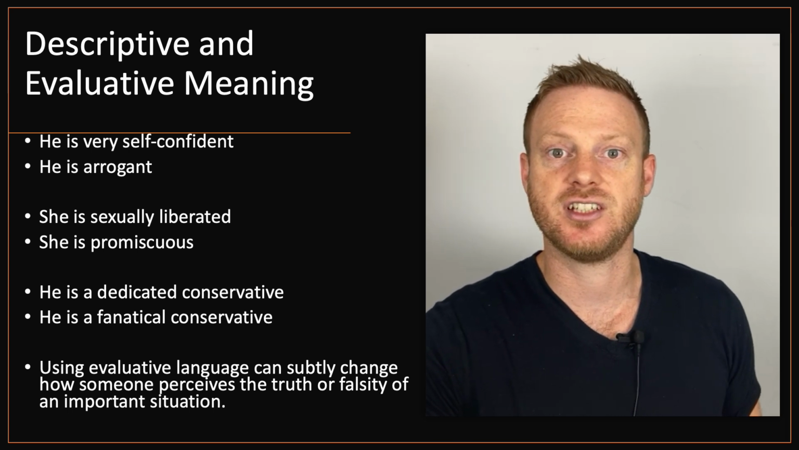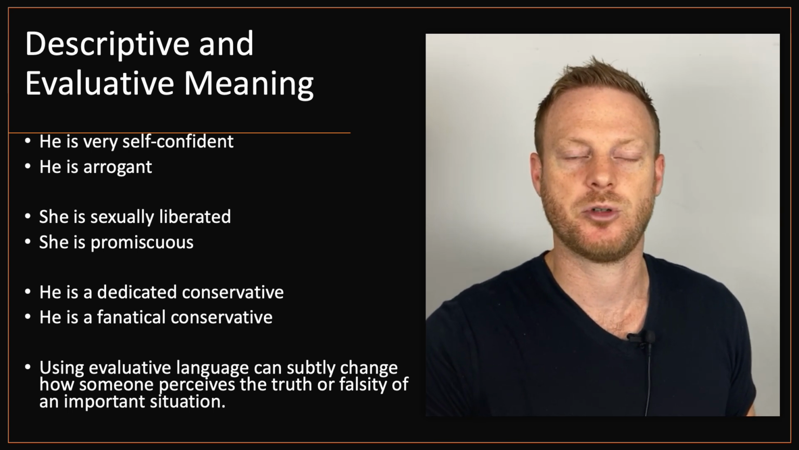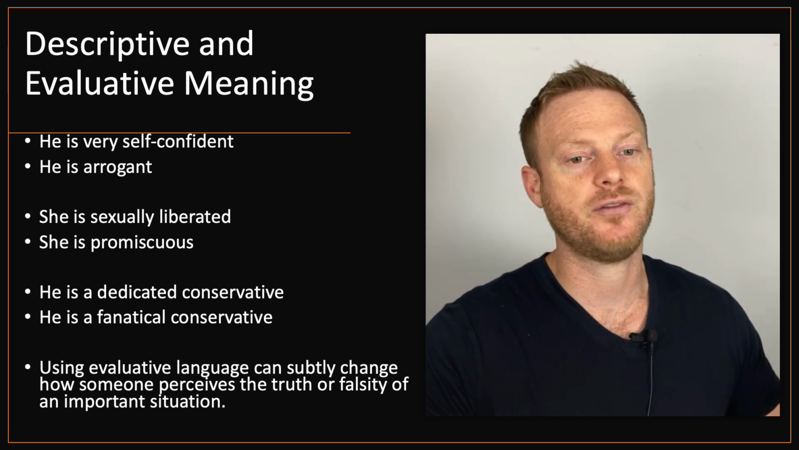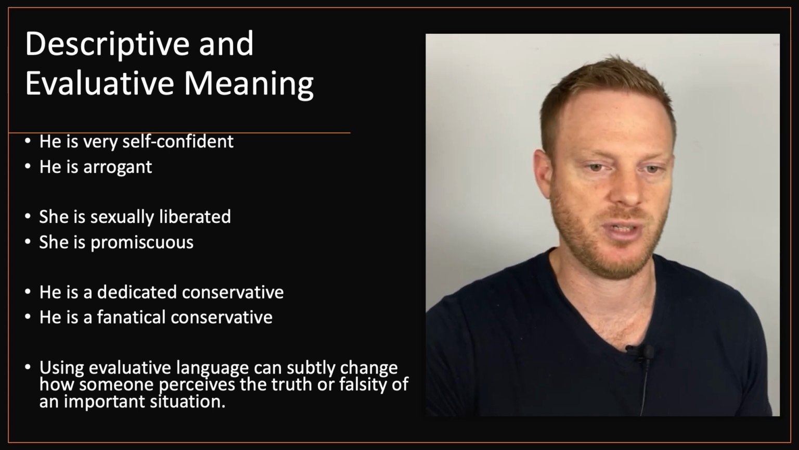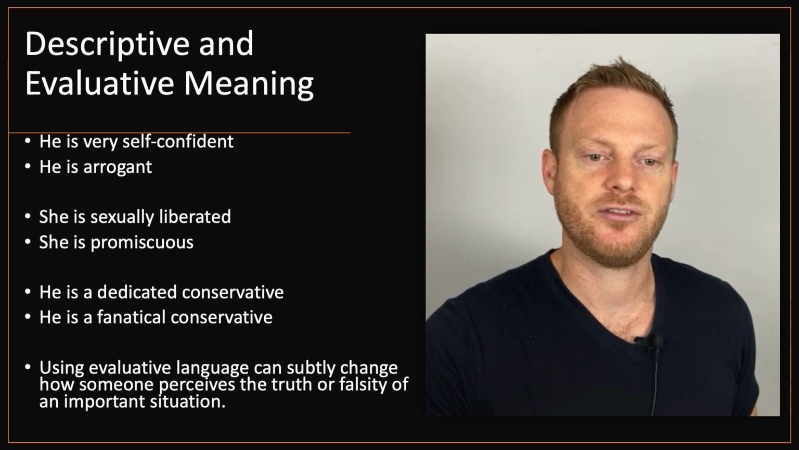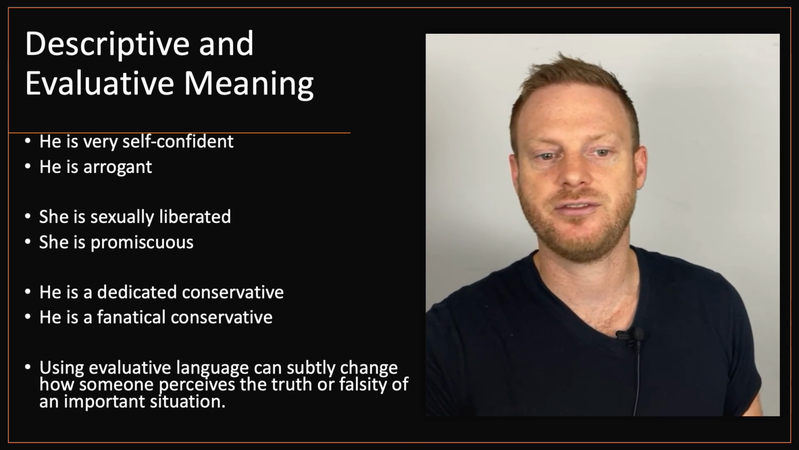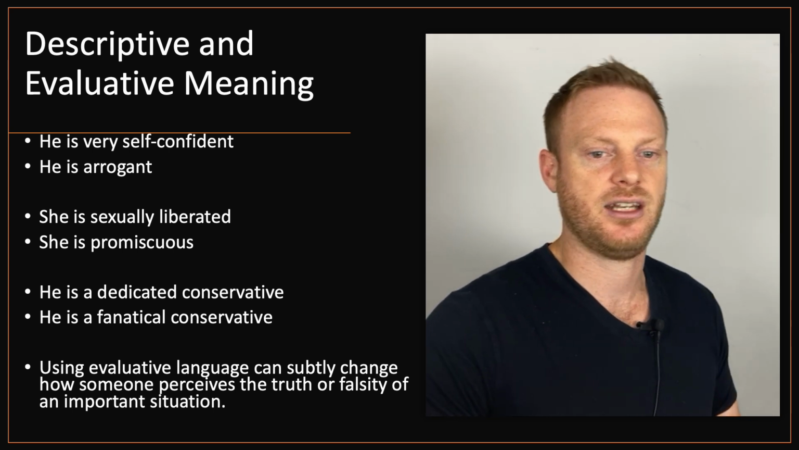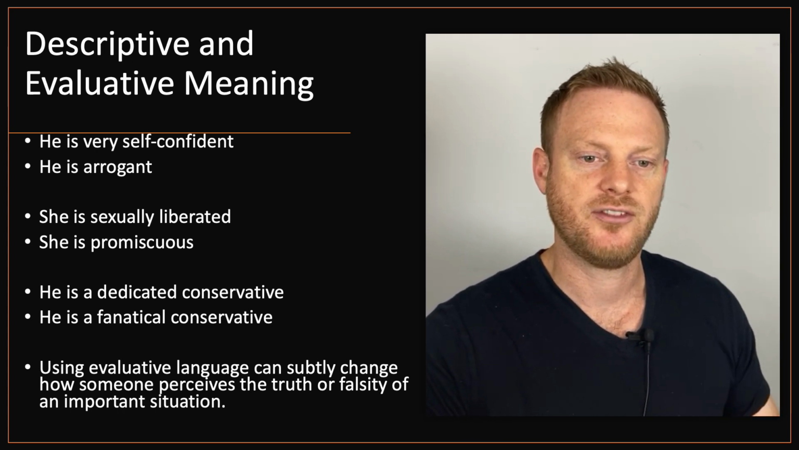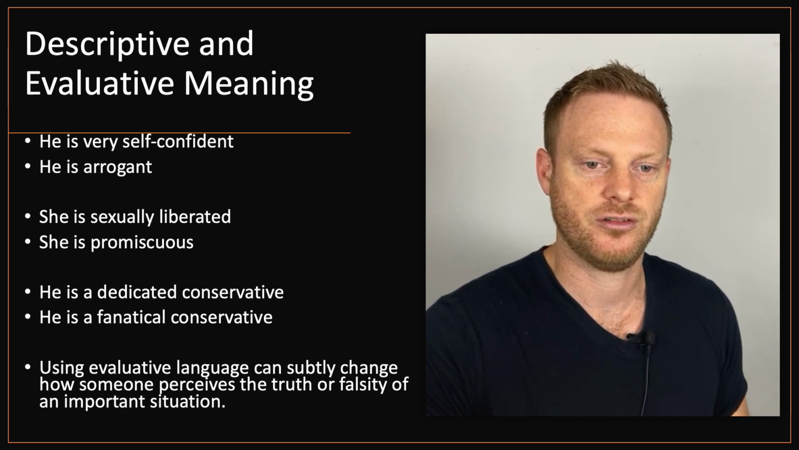Similarly with the sentence, she is sexually liberated and she is promiscuous. One of those is much more descriptive, and one of them might even be positive, and one of them might even be negative. He is a dedicated conservative, and he is a fanatical conservative. Dedicated is pretty clearly somewhat positive as well. Fanatical is definitely a negative connotation, right?